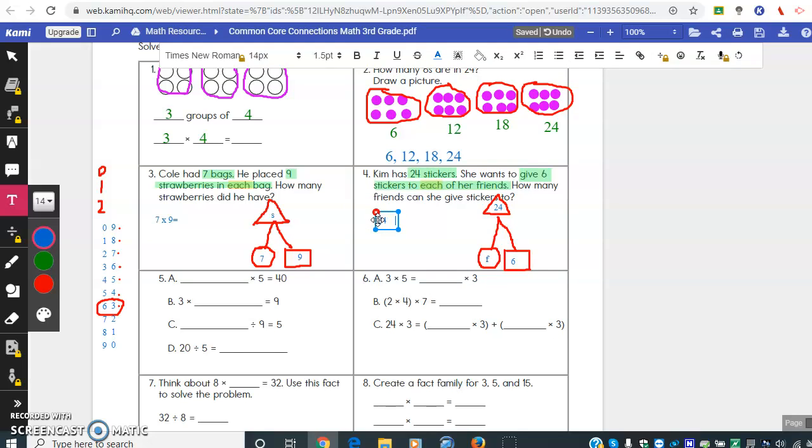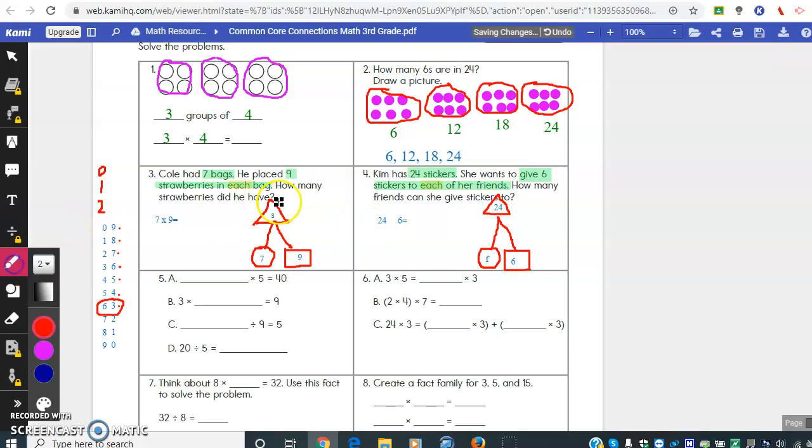24 divided by 6 equals, and I'll come back in and write my division sign because I haven't bought the extended version of the program that I'm using, so my division sign is locked. So we'll just draw that in. 24 divided by 6 will equal the number of friends.